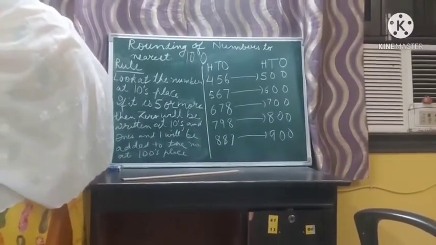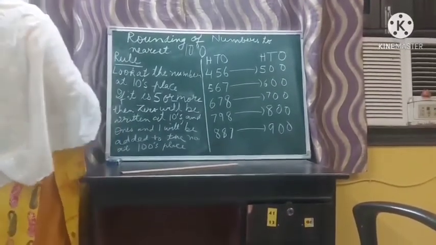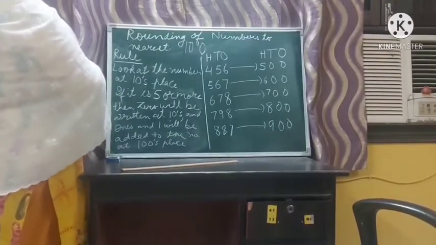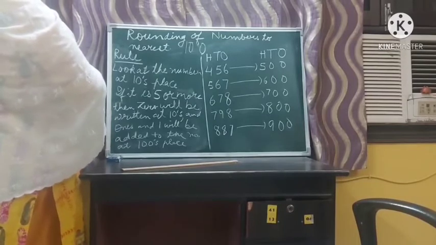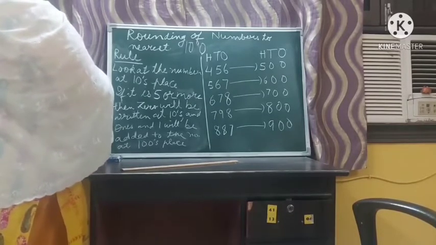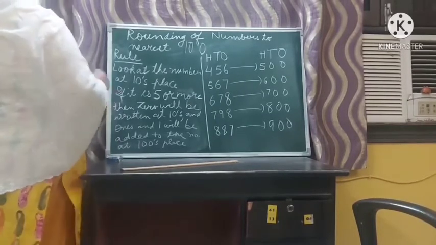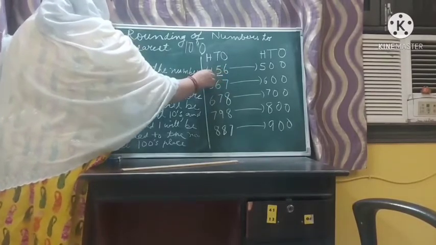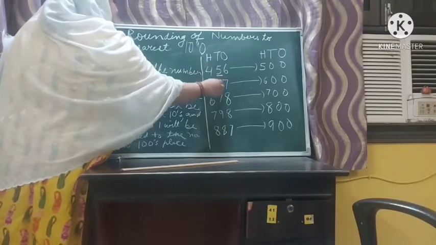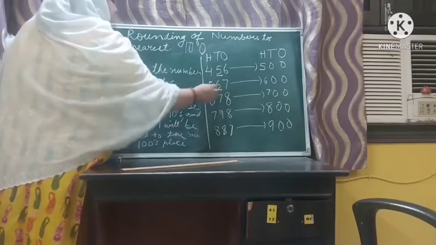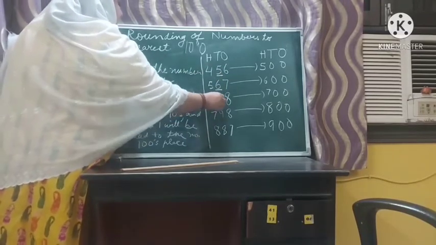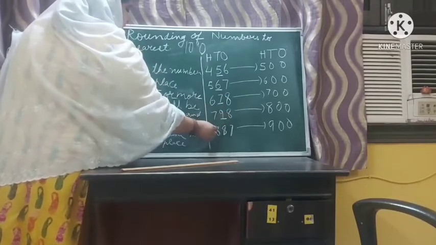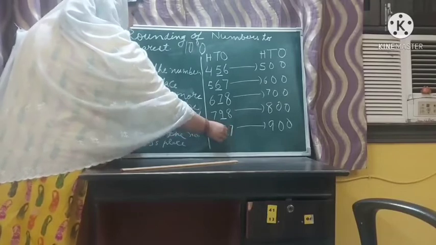Now see some more examples. In the previous example of rounding off numbers to the nearest 100, the tens digit was considered, and that tens digit was 4 or less than 4. Now in this example you can see the tens digit is 5 or more than 5. In 456 the tens digit is 5. In this number the tens digit is 6. In 678 the tens digit is 7. In 798 the tens digit is 9. And in 887 the tens digit is 8.